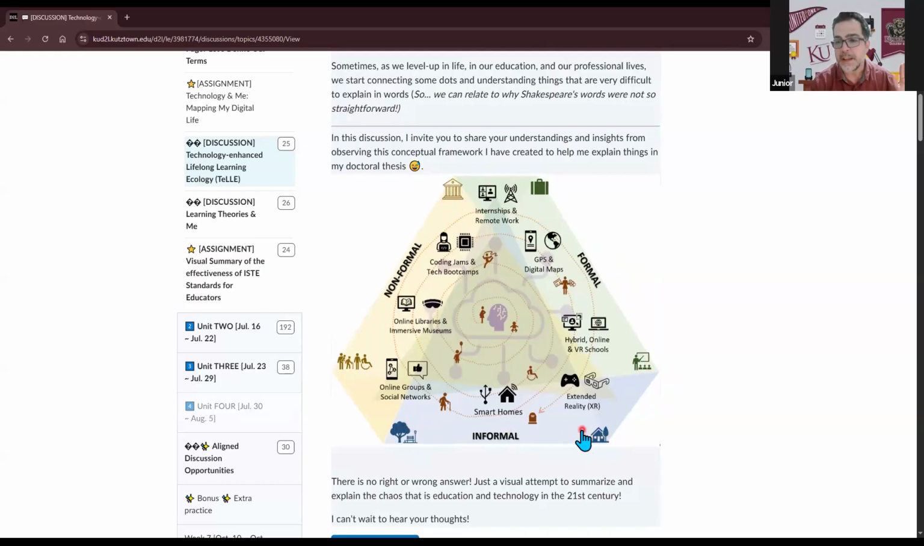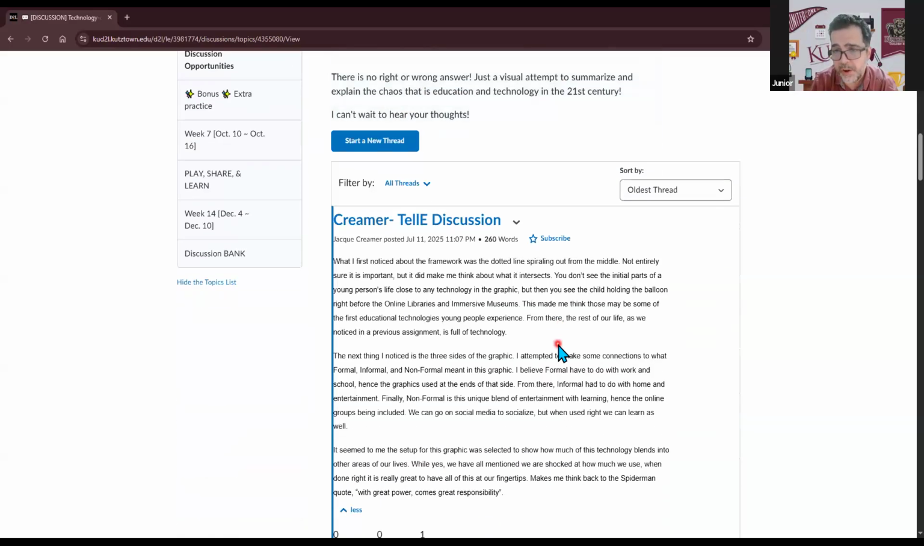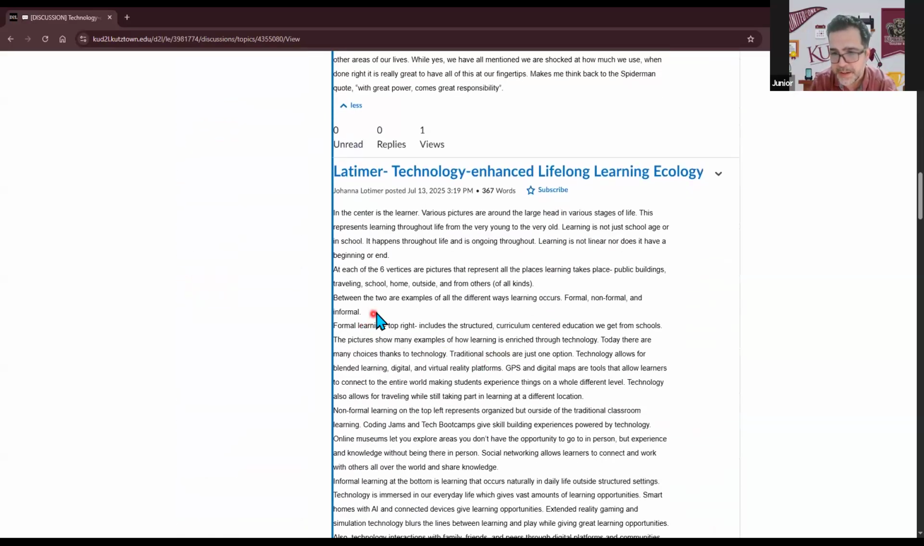So in the other framework, the smaller one, the lifelong learning ecology, LLE, I don't have the technologies. It only focuses on the three intersecting triangles. They are not intersecting at all. But anyways, thanks, Johanna. Lucy, I am very excited about that.